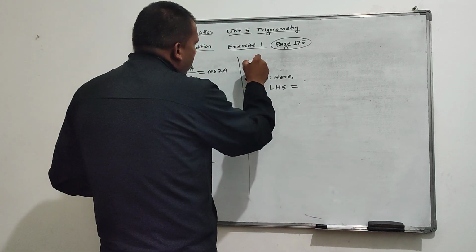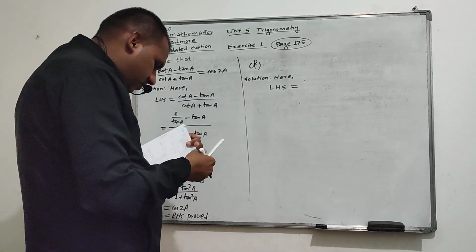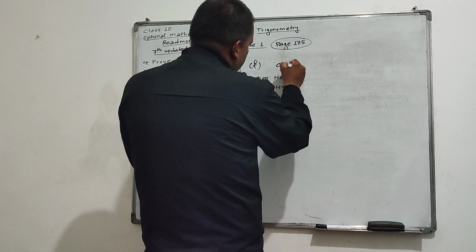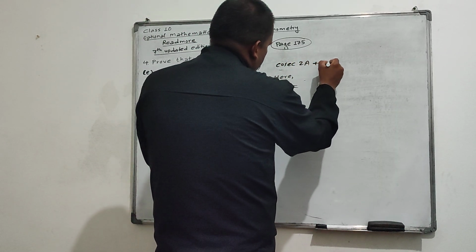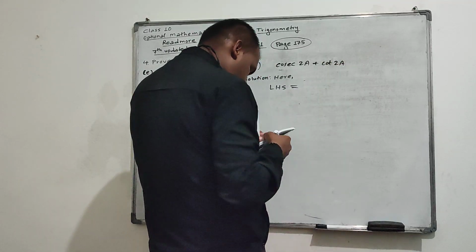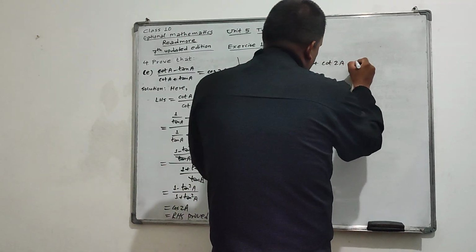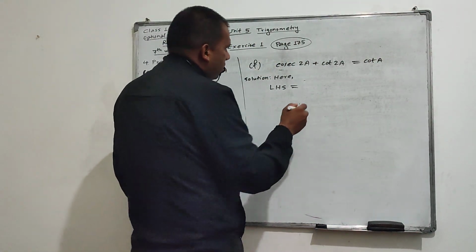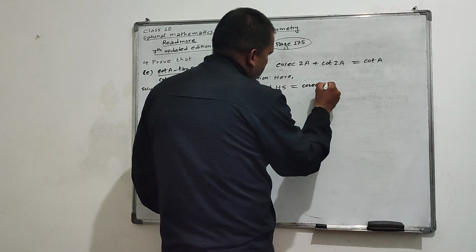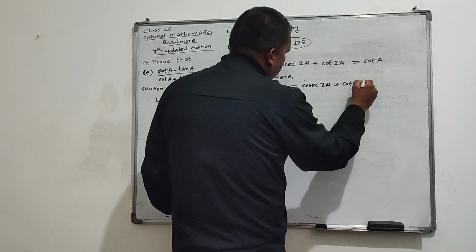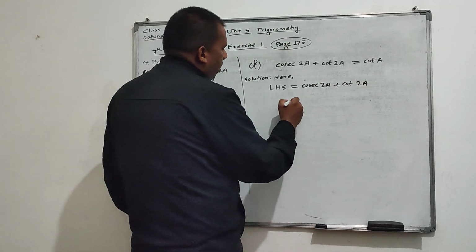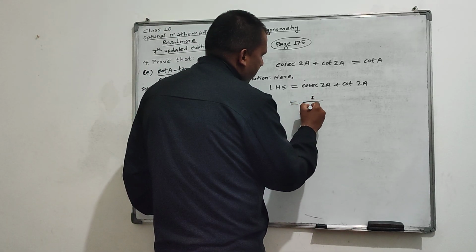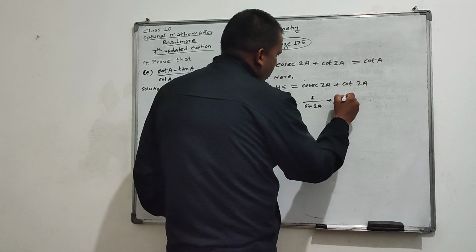Now next part. On F we have cosec 2A plus cot 2A equal to cot A. The LHS is cosec 2A plus cot 2A. Now convert into sine and cos: cosec 2A is 1 upon sine 2A, and cot 2A is cos 2A upon sine 2A.